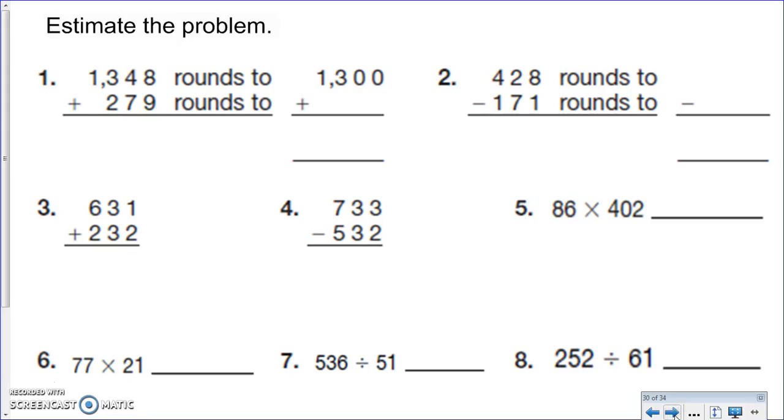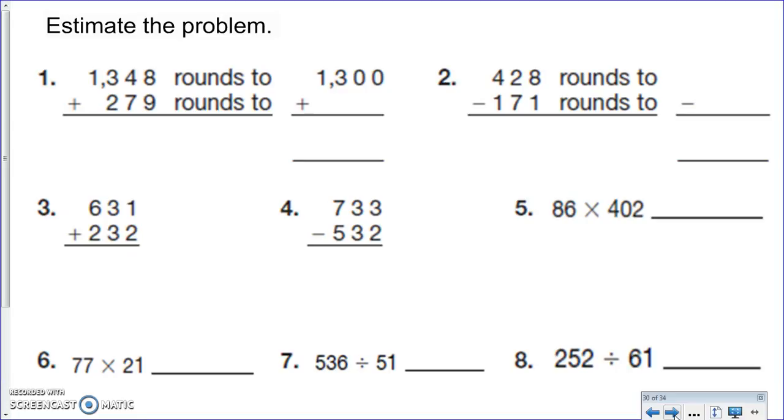All right, so we're going to work through some estimation problems. It's important when you're estimating to write down the numbers that you're rounding to, because there is more than one way to round. As long as you can do it in your head, it's an okay way to estimate. However, you may not do it the exact way I do it, and that's okay, but you need to write the numbers down so I can see what you used, so I can make sure it's a correct way to estimate.